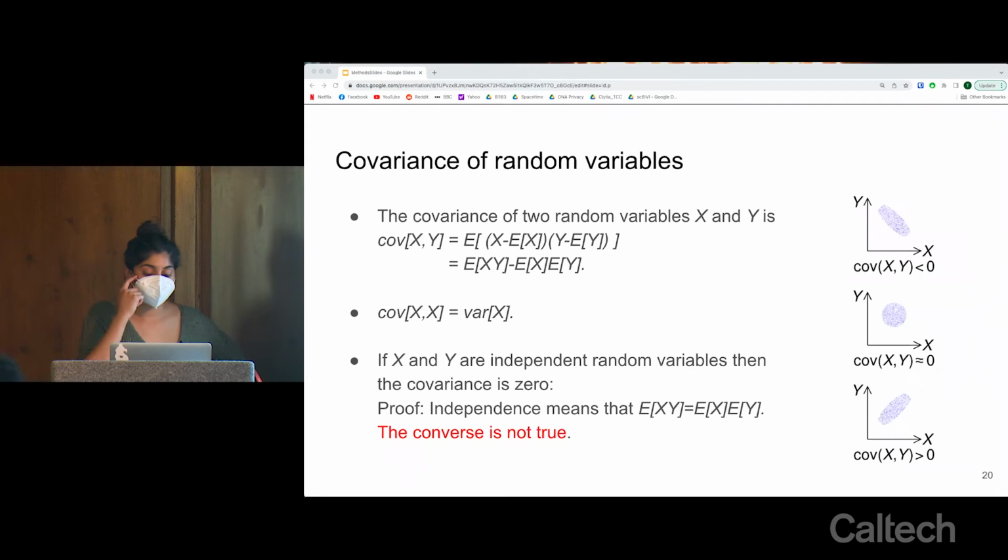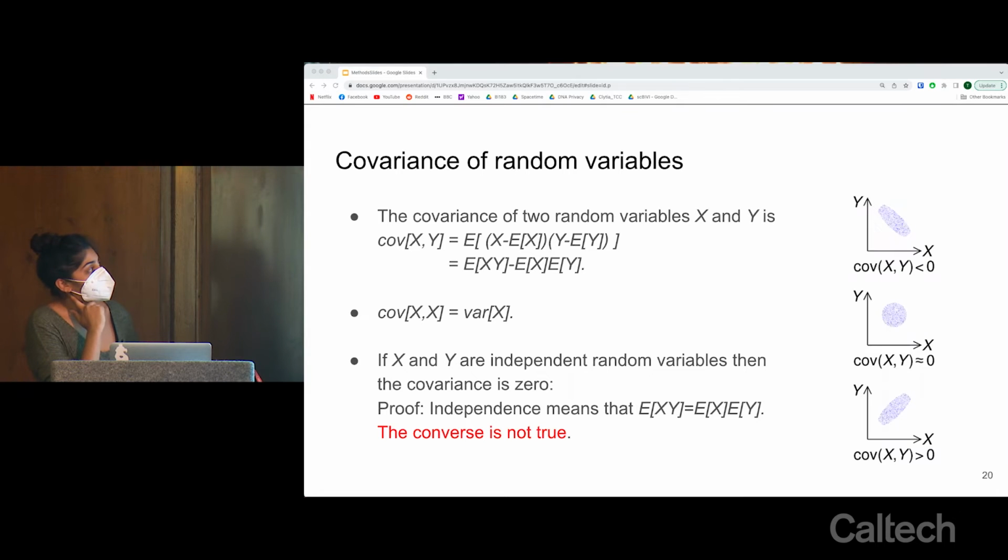Cool, okay, so I'm now going to switch a little bit into talking about the covariance and correlation of random variables, but I don't know if anybody has any questions on the previous slides, or situations where they have used these methods. You can ask.